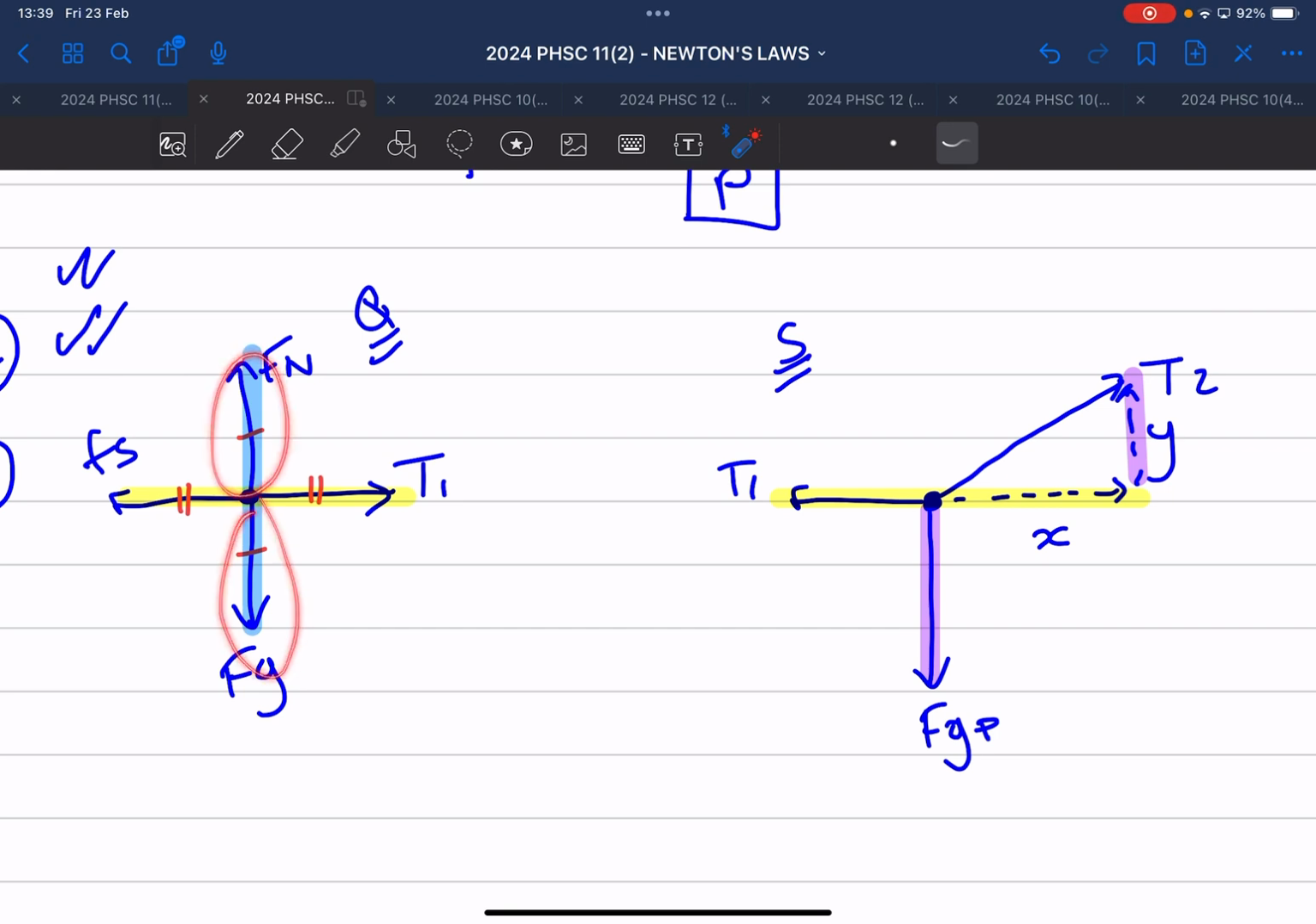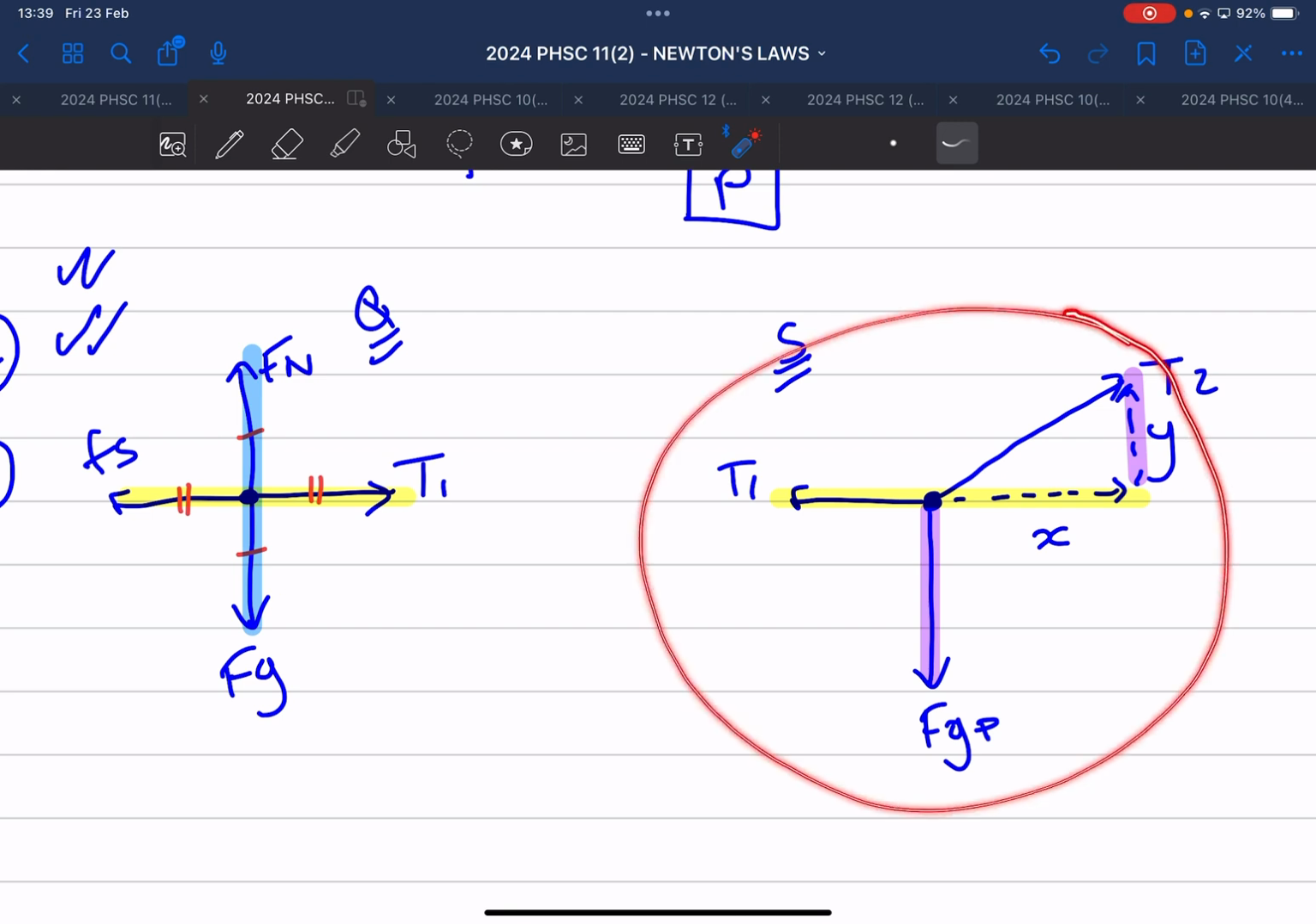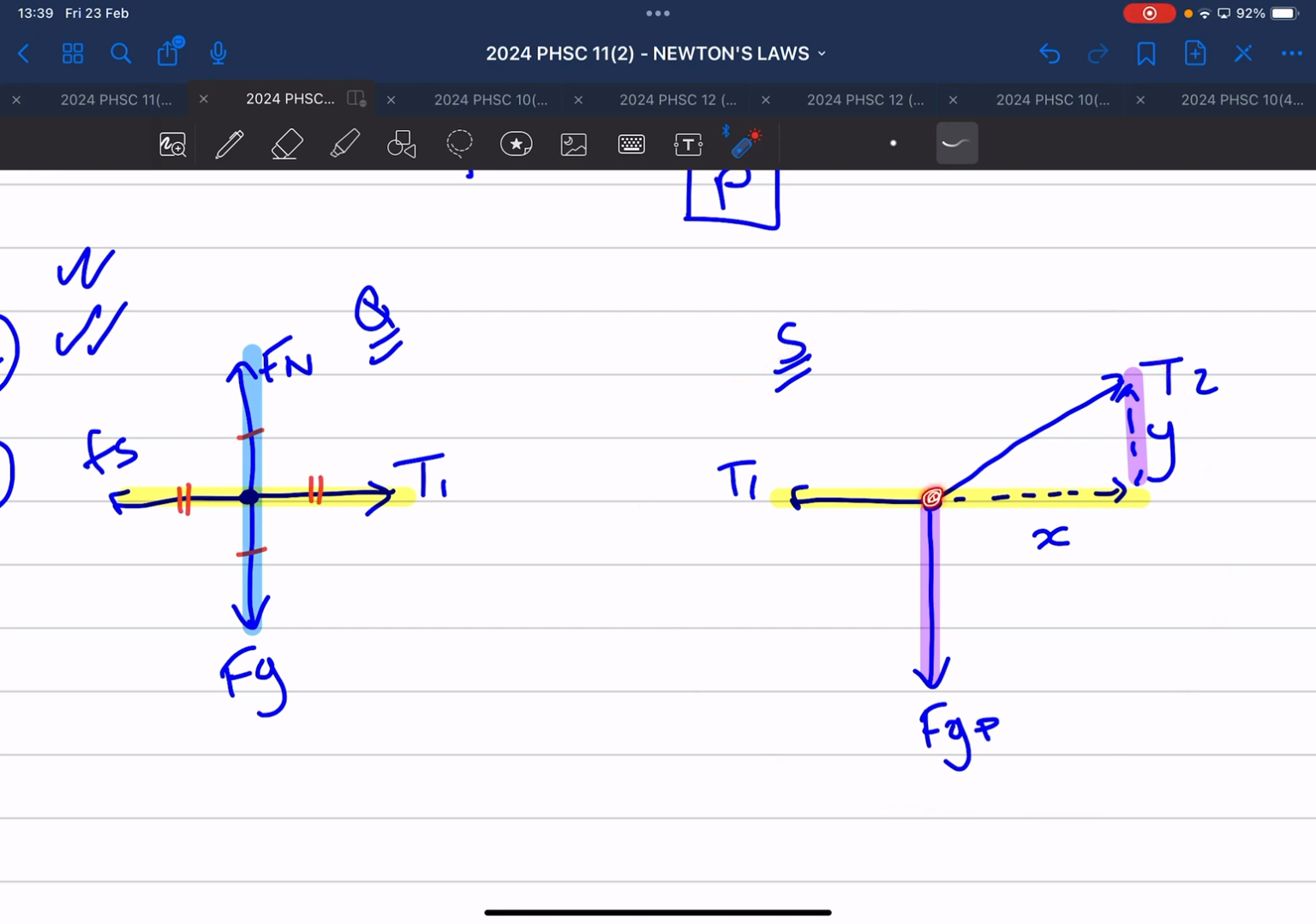Okay, if we look at S, then again, this knot, they say, is at rest, it's stationary, it's not moving. So again, these two things must be the same size, and these two things must be the same size. Why? Because at rest, not moving, and there's two yellow forces here, and there's two purple forces here. Are you with me?